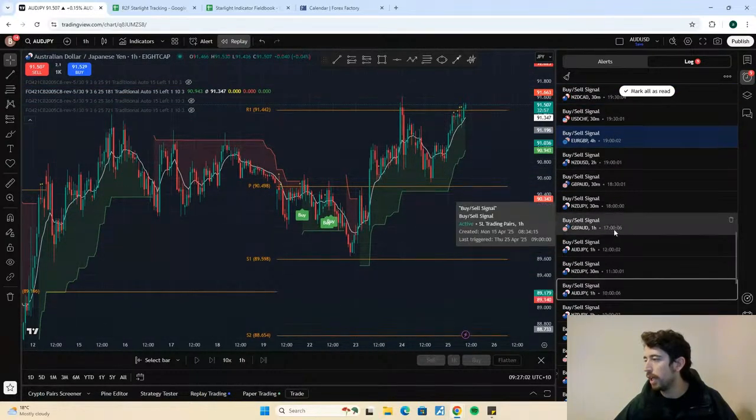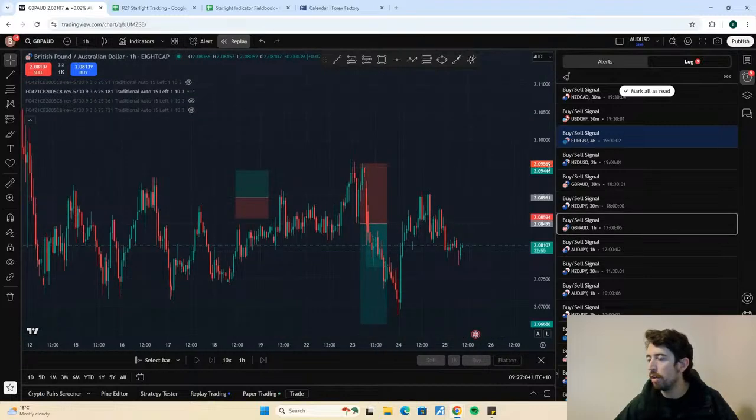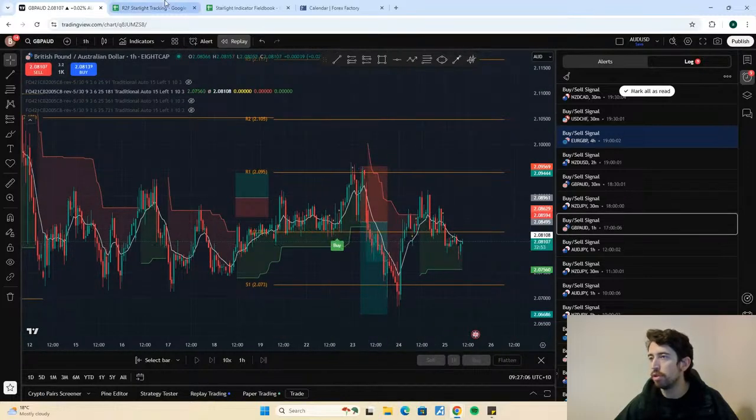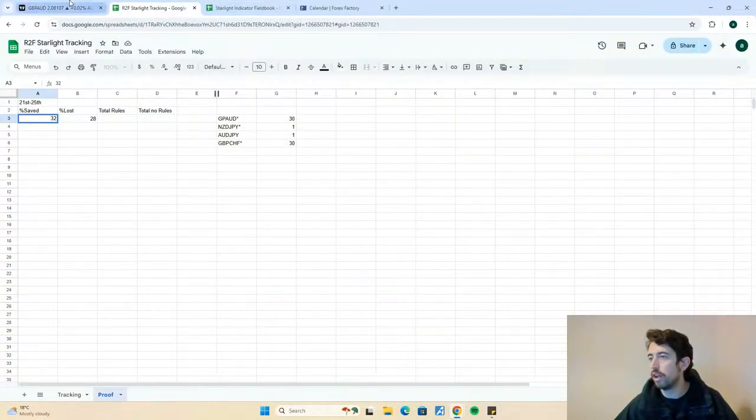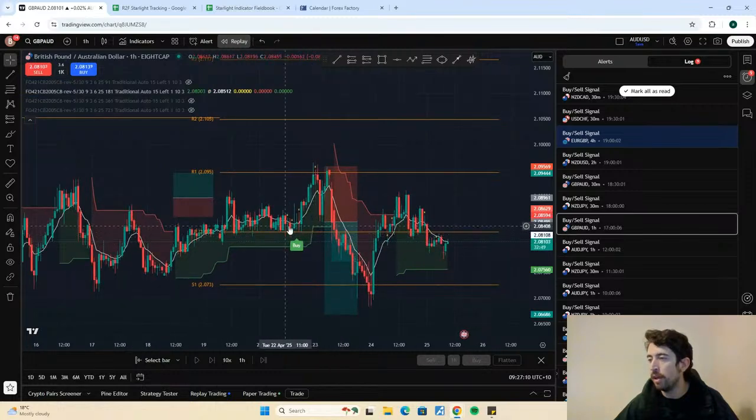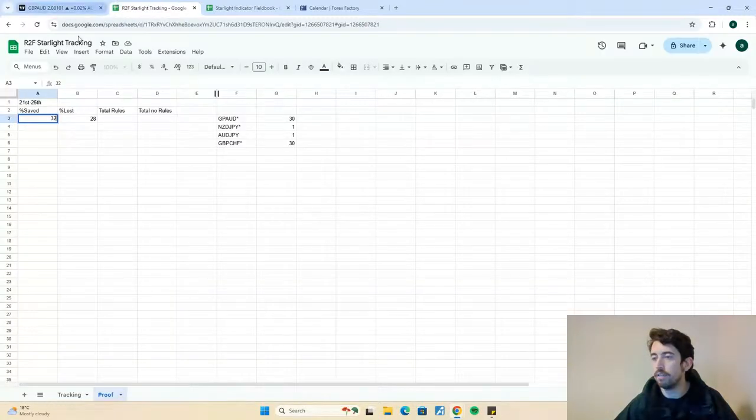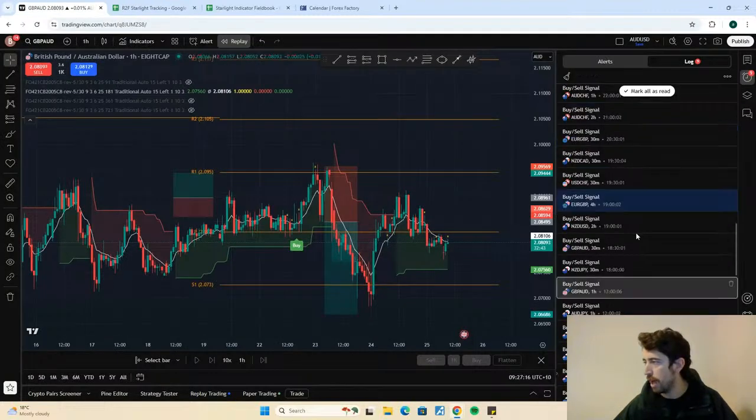Great British Pound, AUD, 1 hour. We need to have a look at. I'm pretty sure we've done it in 30 minutes, not the 1 hour. That's consolidation every single day of the week. So cool, save that.